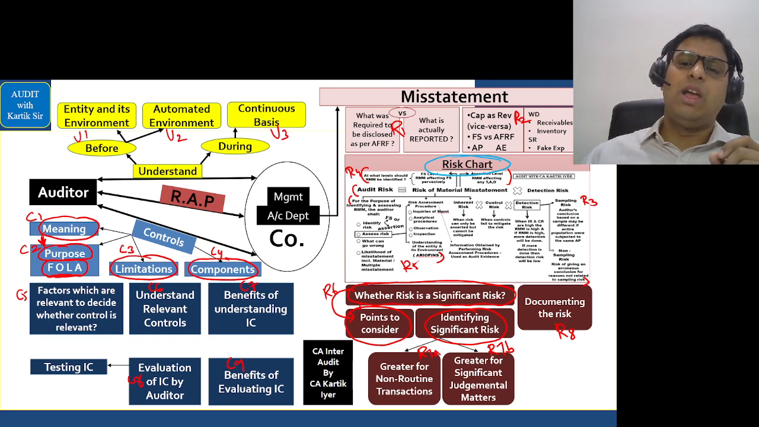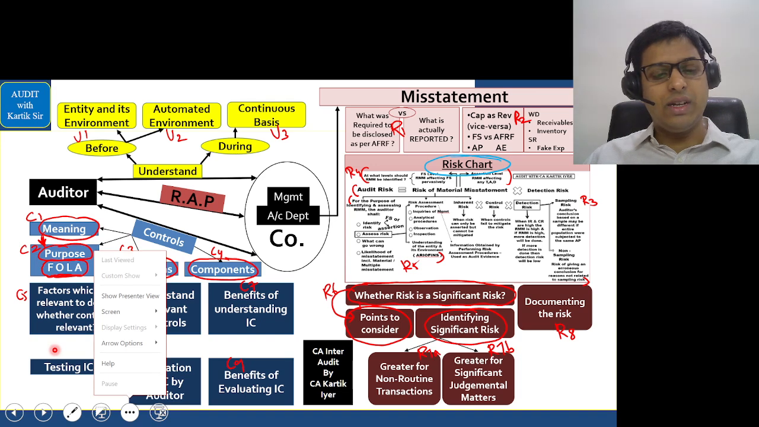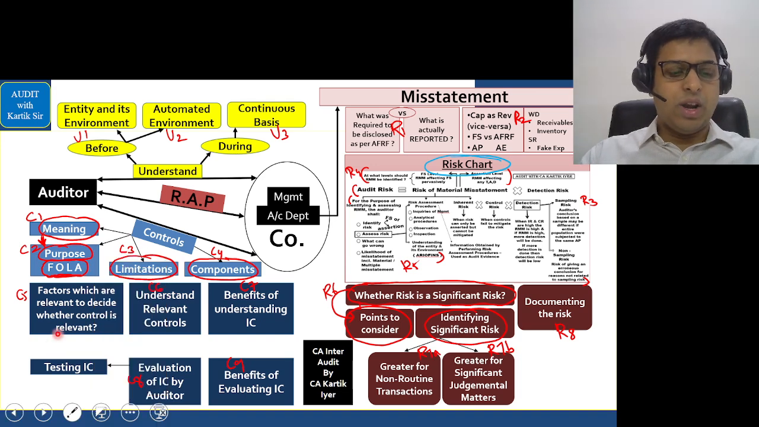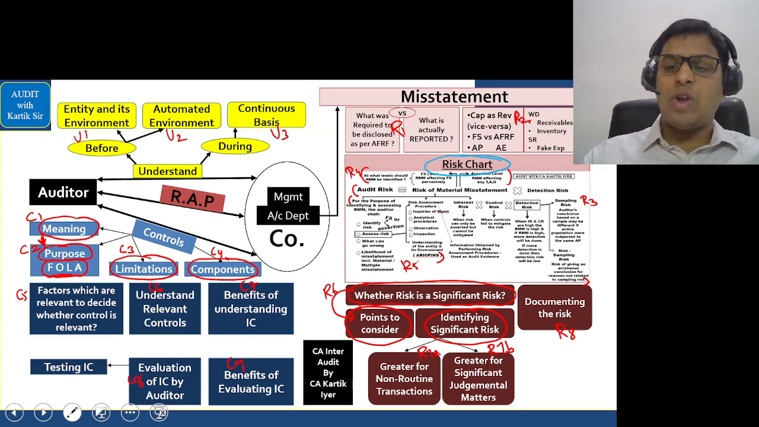Let's go further to the risk chart. Very, very important in my opinion. So risk chart, let's do it one by one and let's ensure that this is done. Please see here. Now in the risk chart, in the class I took you to the main chart and we did it in a step-by-step manner. Similarly, we are going to do it now.